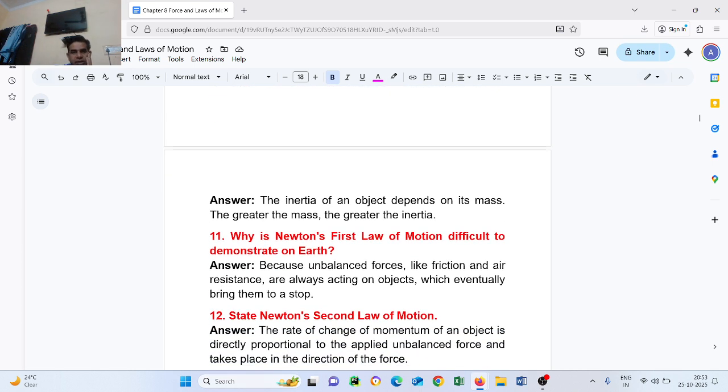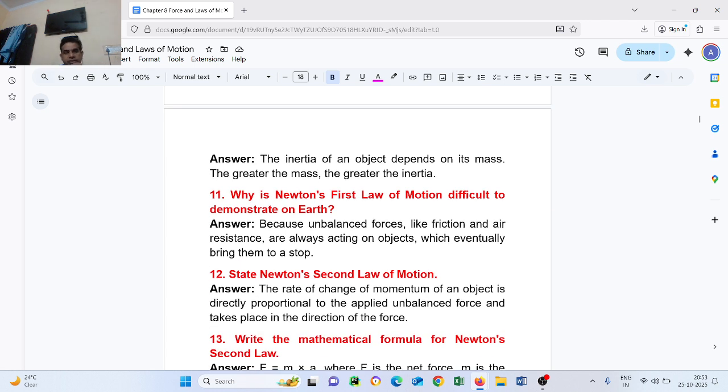Question number 11. Why is Newton's first law of motion difficult to demonstrate on Earth? Because unbalanced forces like friction and air resistance are always acting on objects, which eventually bring them to a stop.